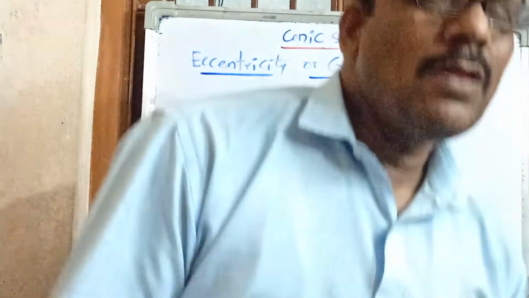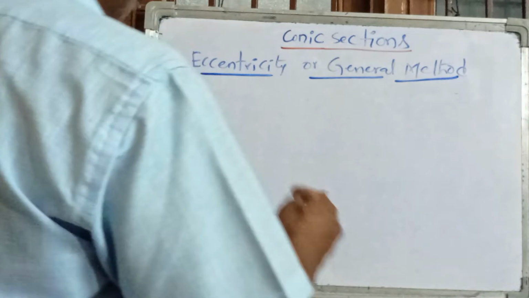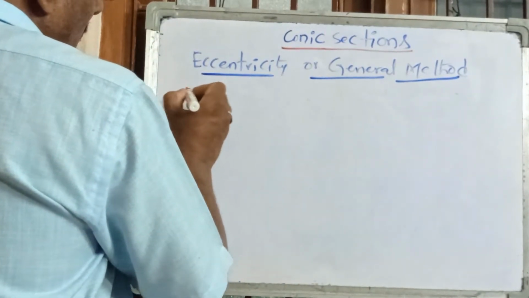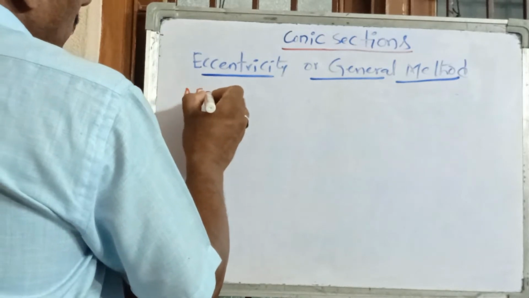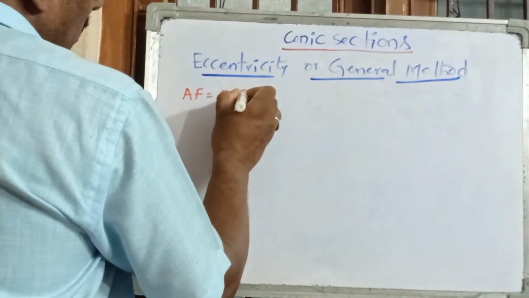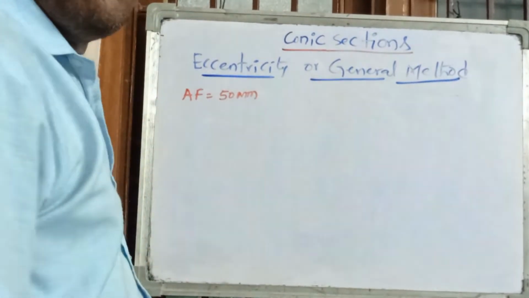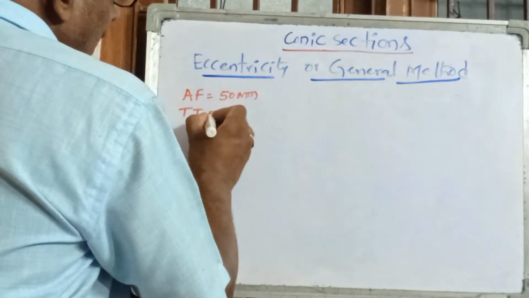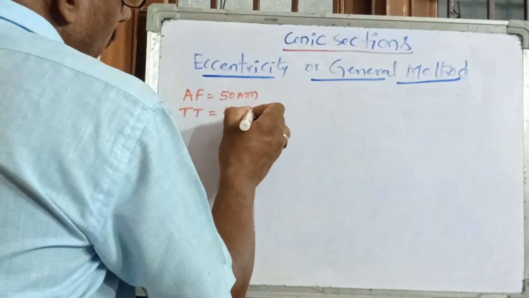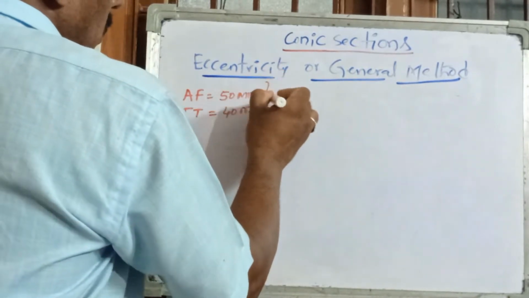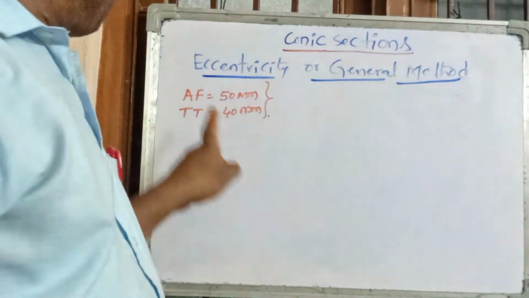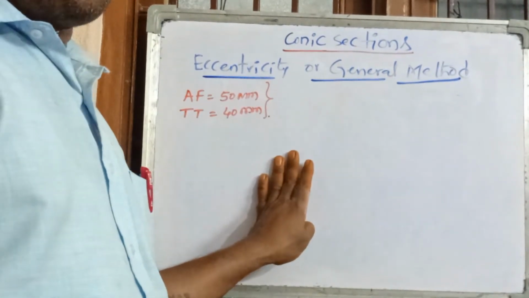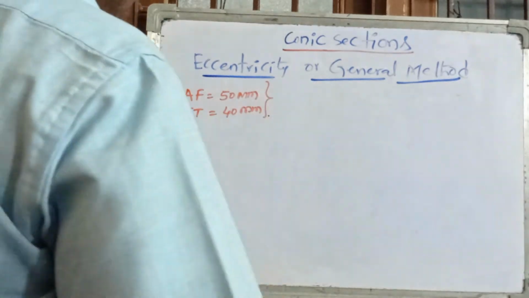Okay. So here the only hint is: directrix, assume that point A. Directrix to focus is equal to 50 mm. One point is given, and another point is tangent at 40 mm. This is the given data. So by using these two, we have to draw the parabola first. We go for parabola.